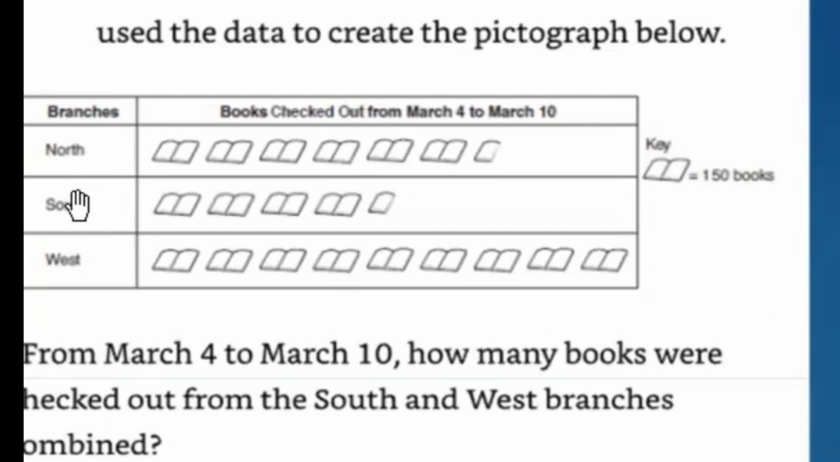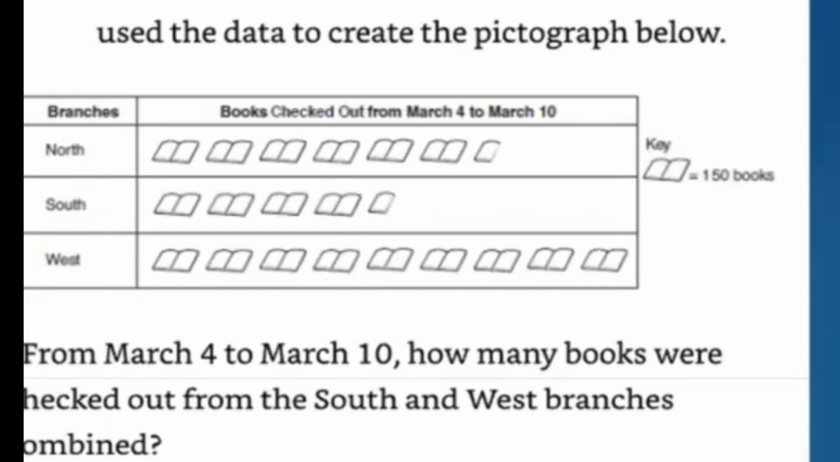Okay. So really you're gonna count 1, 2, 3, 4, 5, 6 times 150, right? Plus 75, because we have half a book here, right? And then you would do the same thing with the South. 1, 2, 3, 4 times 150 gives you 600, plus 75 books. Okay, same thing with the West.